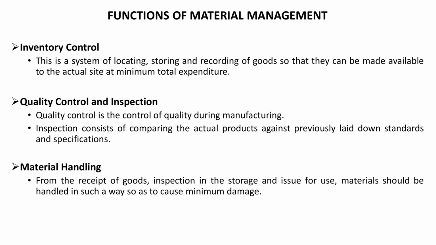The fifth function of material management is quality control and inspection. Quality control is the control of quality during manufacturing. Inspection consists of comparing the actual products against previously laid out standards and specification. The sixth function of material management is material handling.